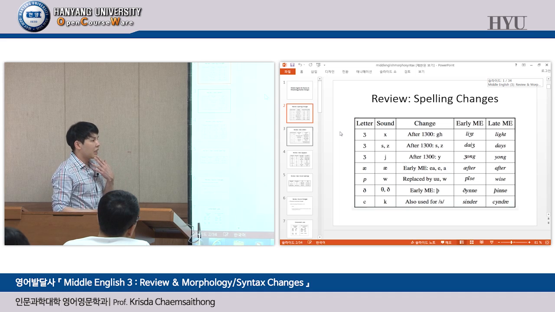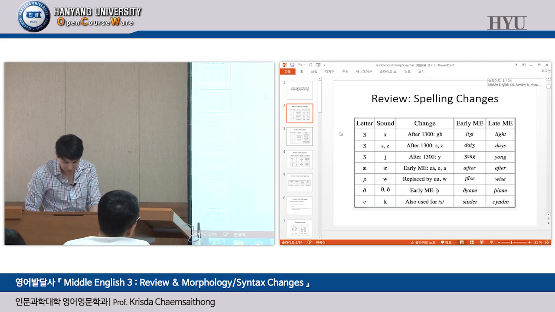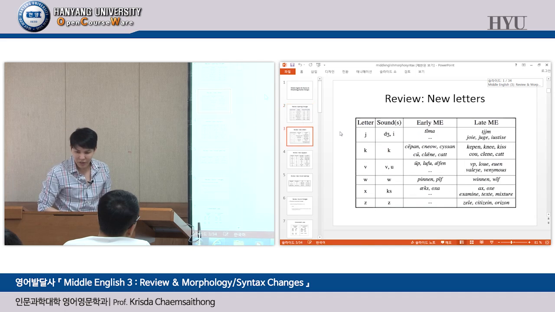And then C is used for K in Old English, right, and also the CH in Old English. But because of the French convention, we also use C to represent the S sound, especially before a front vowel. So cinder became cinder spelled with a C because of French influence, right? So we talked about that last time.